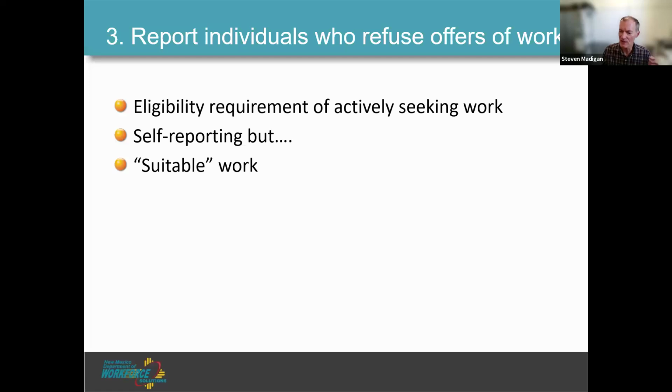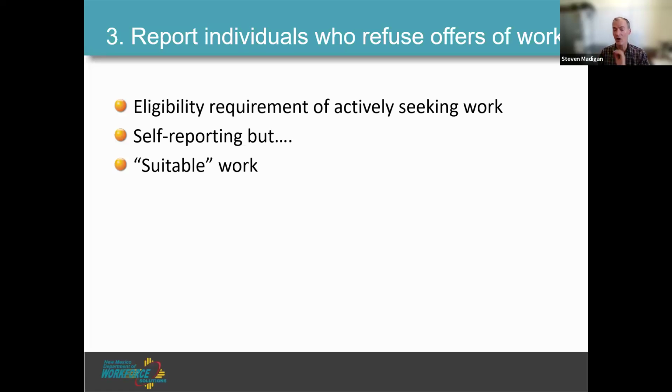When the individual does their weekly certification, so each week they're certifying that they continue to meet the eligibility requirements of the program, one of the questions is if they were offered work, and then if they say yes to that, if they refused the offer, in which case we can then get the details to see if that was a disqualifying circumstance or not. So they are supposed to self-report it, but they don't always do that.